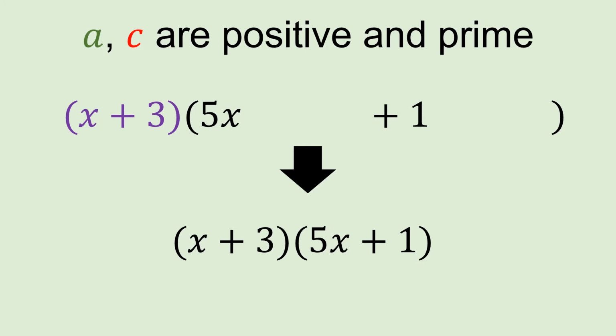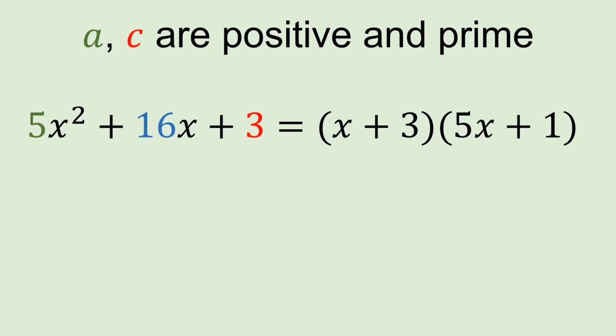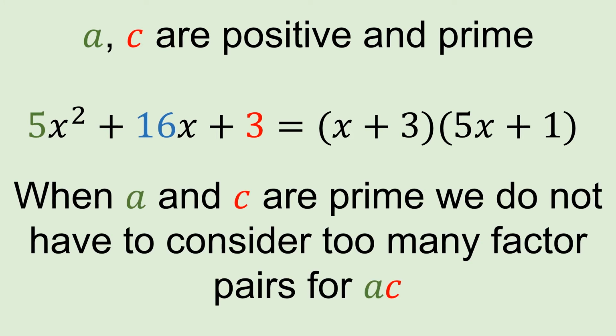Notice if we didn't write down 1 as the GCF of group 2 earlier, we probably wouldn't have a 1 in here, and we actually wouldn't have the correct factored form. So that's why it's important that when you have a group that has no common factor greater than 1, you at least write its greatest common factor as 1. And so we solve the easy problem. Remember, when a and c are prime, we do not have to consider too many factor pairs to determine how to split up bx. So let's move on to the medium problem.